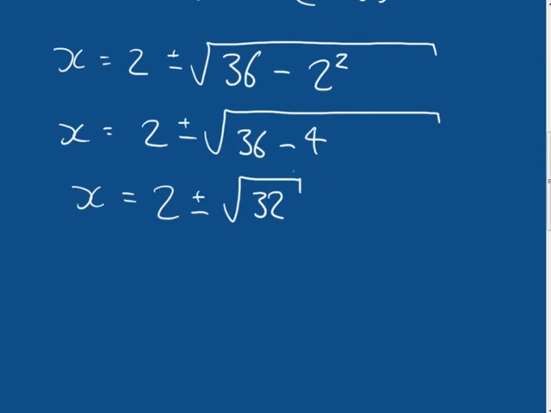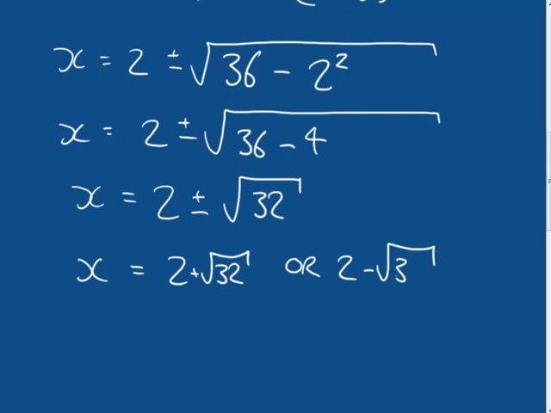So I could accept 2 different values here. I could accept the mathematically precise value if you were writing this down on paper. So that would mean that our x is either equal to 2 plus root 32 or it's equal to 2 minus root 32. These answers are perfectly valid. They are as accurate as you could possibly write them.